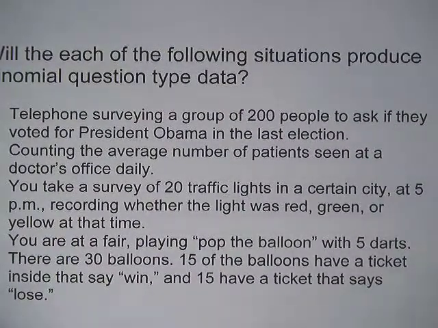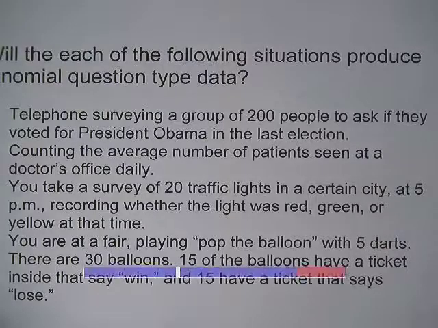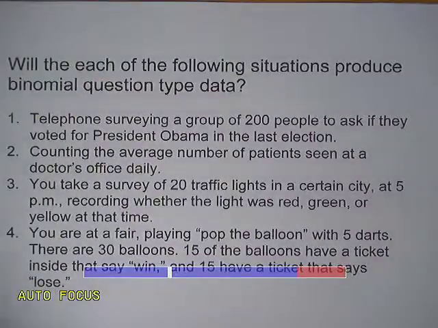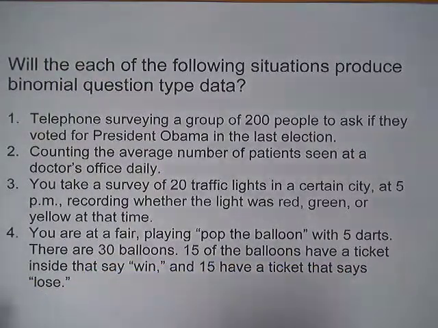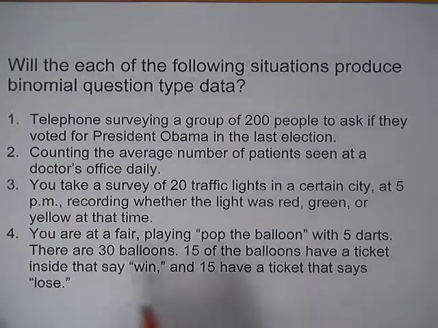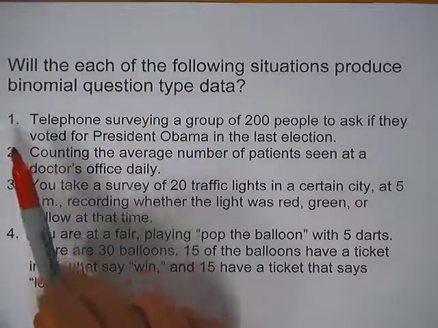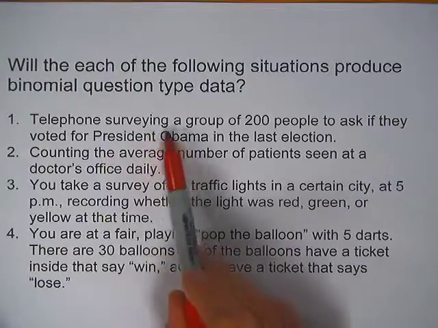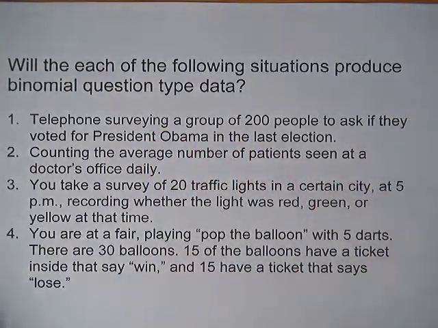So now let's take a look at a couple situations here and see if these would produce binomial question type data. So number one, telephone surveying a group of 200 people to ask if they voted for President Obama in the last election. So again, we're looking for two categories as possible data values. So yes, this would produce binomial question type data because they would either answer yes or no.